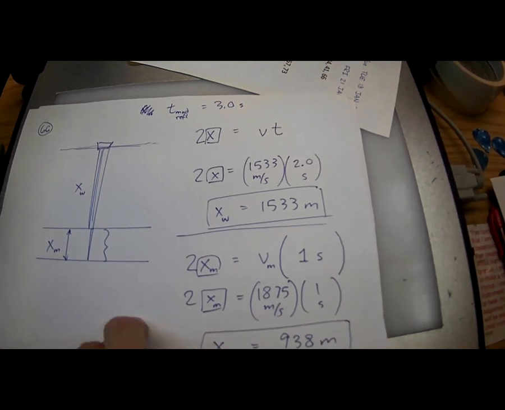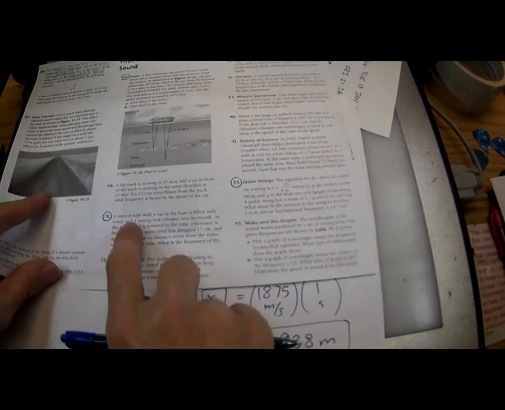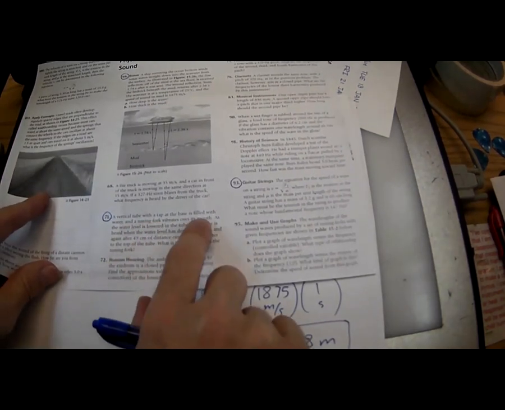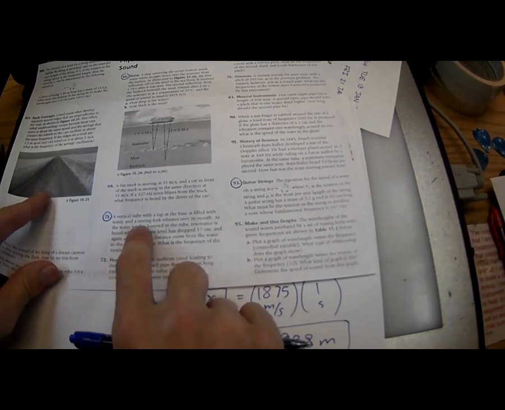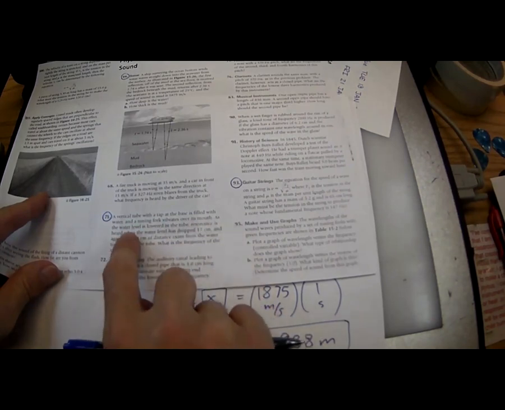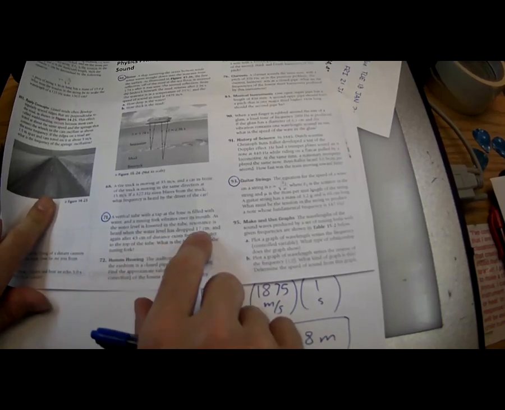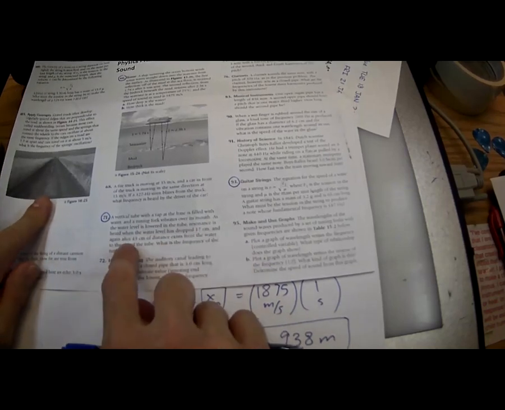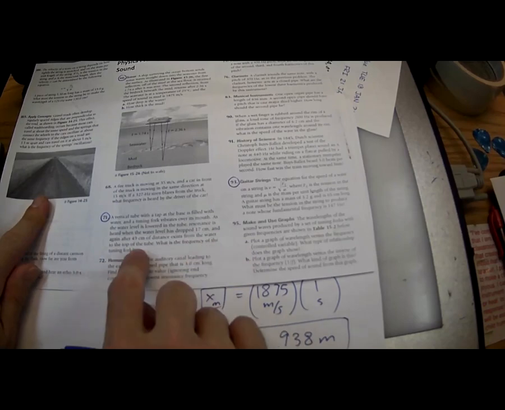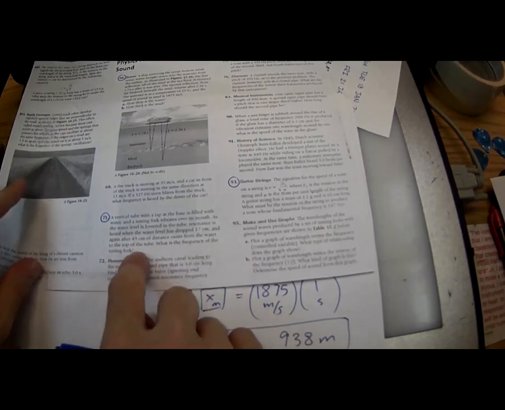Then number 71: a vertical tube with a tap at the base is filled with water and a tuning fork vibrates over the mouth. As the water level is lowered, resonance is heard when the water level is dropped 17 centimeters, and then again after 49 centimeters. What is the frequency of the tuning fork?